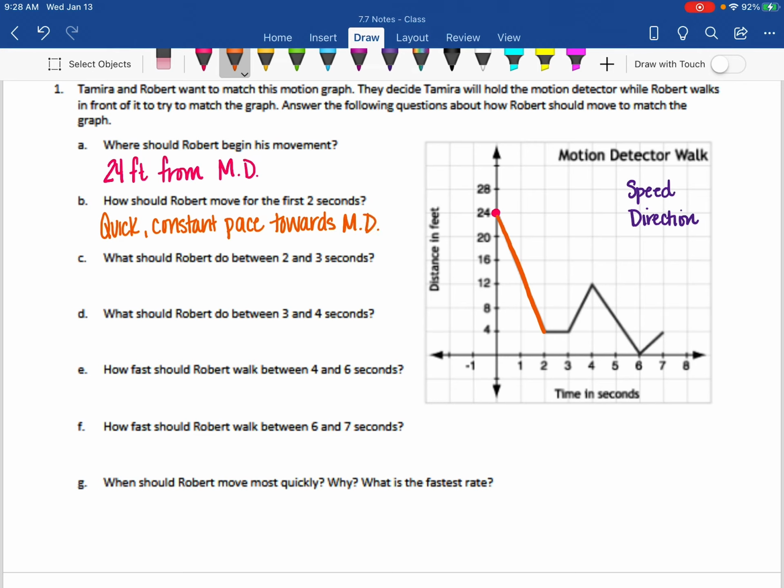Okay. All right. Part C, what should Robert do between 2 and 3 seconds? Well, horizontal line. Horizontal line means stop. You're not moving. What about 3 to 4 seconds? Okay, it's a line. So let's talk about speed. Speed is constant. It's relatively steep, so quick, constant pace. The line is increasing though. So if it's increasing, the distance between the person and the motion detector is increasing. So you're walking away.